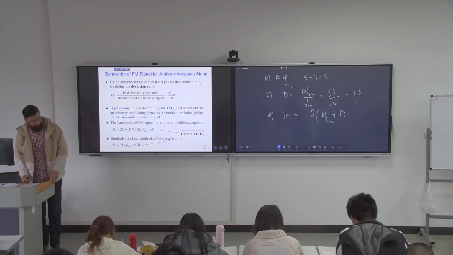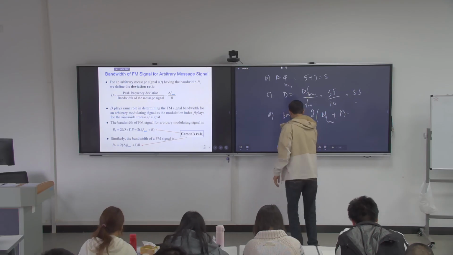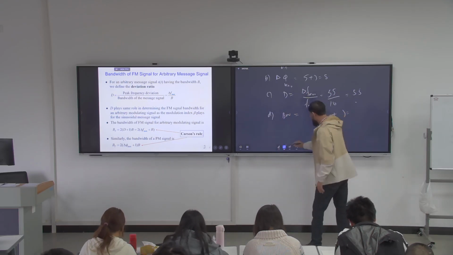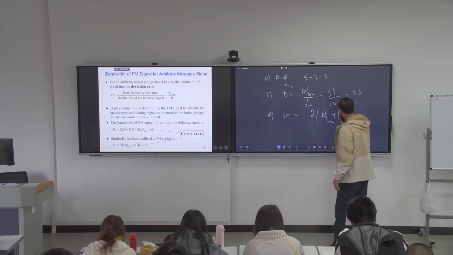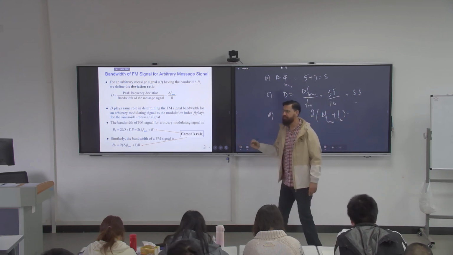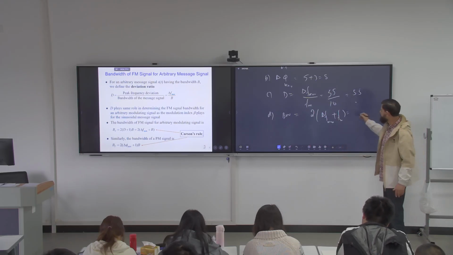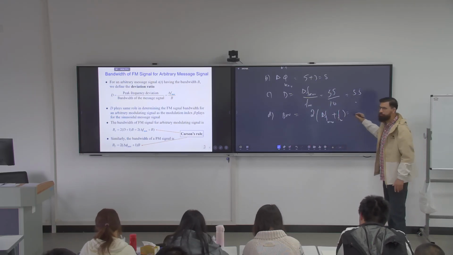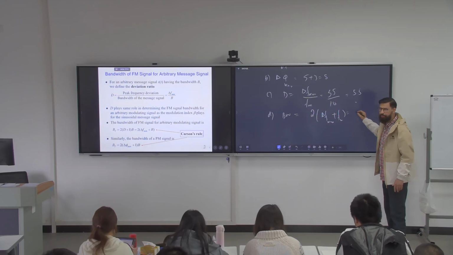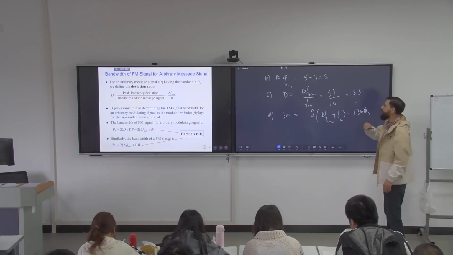Is it beta? Is it FM? It's not beta, sorry, it's FM. This is FM, right? Carson rule, we need FM. FM is 10 kilohertz, right? So put that, 55 plus 10 multiplied by 2 is how much? 130 kilohertz.